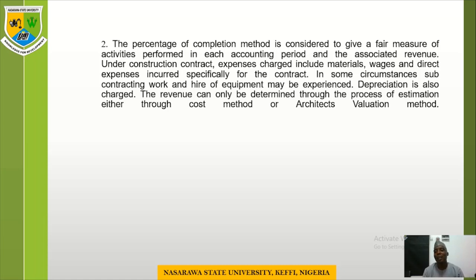What we are saying here is that, in a normal sense, income statements or profit or loss accounts are prepared in order to ascertain the profitability of the business. In this case, the business in question is the construction business. So how do you determine profit? Profit can be determined in two ways: either you use the cost method or the architectural valuation method.